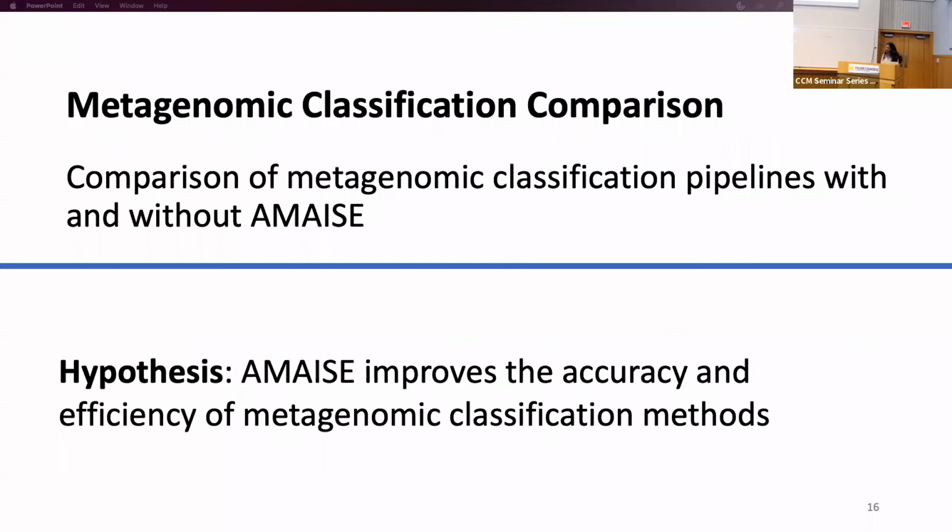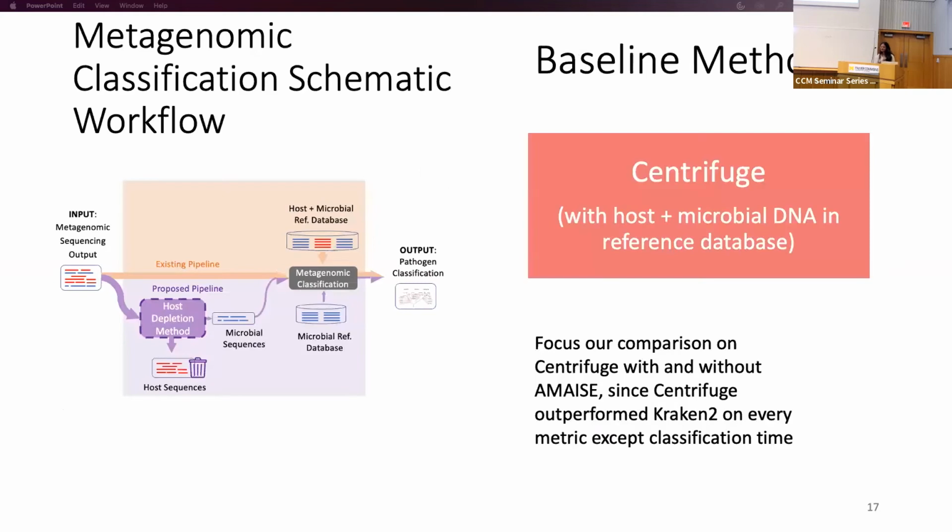Okay, so now moving on to our metagenomic classification comparison, where we compared the metagenomic classification pipelines with and without AMAISE. Our hypothesis was that AMAISE would improve the accuracy and efficiency of metagenomic classification methods. As a reminder of the comparison we're making here, we're comparing the pipeline highlighted in orange to the pipeline in purple, where in orange, we're just inputting DNA into a metagenomic classification method. In purple, we use AMAISE before the metagenomic classification method.